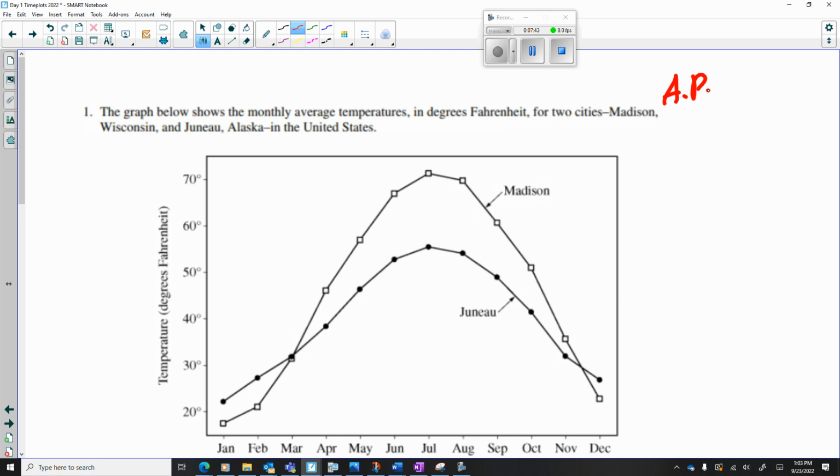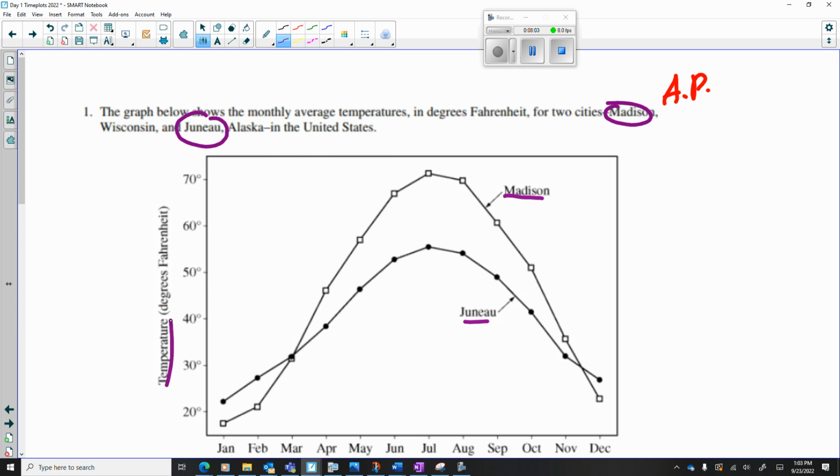And this is the caliber that you might see. So in this case, you see that there are two cities that they're discussing. They are Madison, Wisconsin, and Juneau, Alaska. And notice that they're labeled here and here. And it says that we're measuring the temperature in degrees Fahrenheit for the monthly average temperature in the two cities.